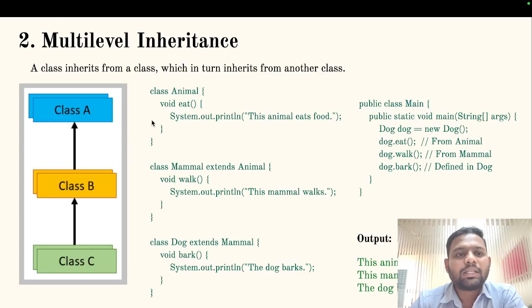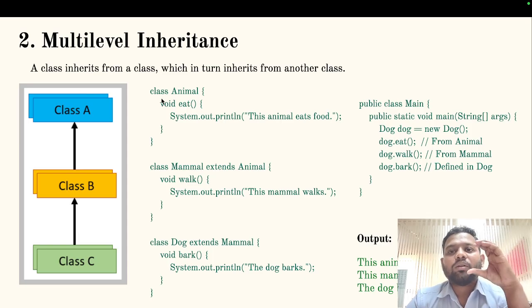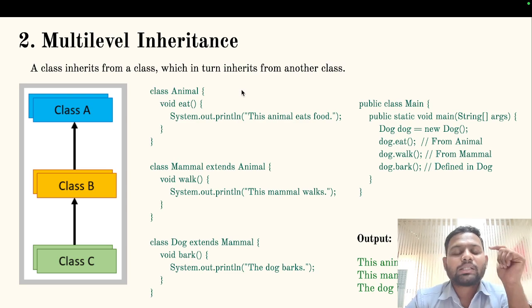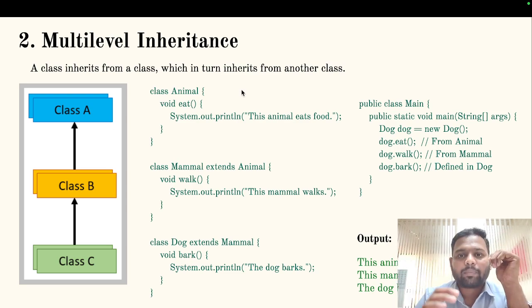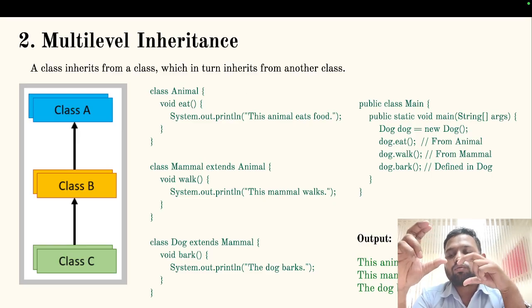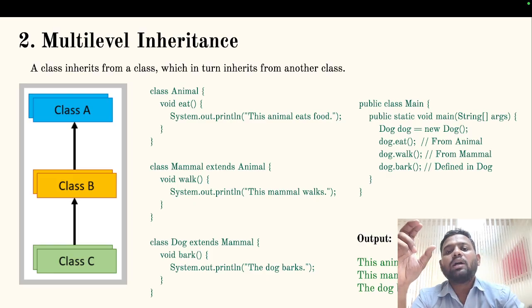Okay, next is multi-level inheritance. So what is multi-level inheritance? It is where a child class is inherited from another child class, meaning multiple levels are there. One single-level inheritance is there, and from the derived class of that inheritance we are deriving another class.